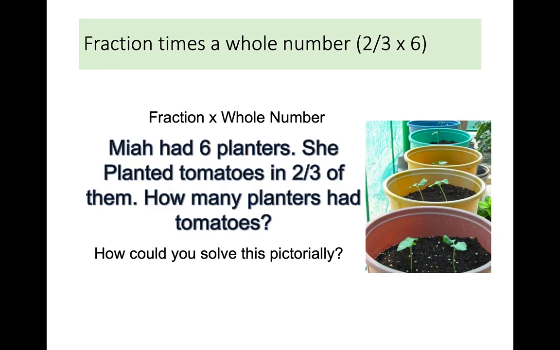Now, after we do a whole number times a fraction, we can look at and flip it around, a fraction times a whole number. So for example, let's change that problem just a bit. Suppose Mia had 6 planters, and she planted tomatoes in 2/3 of them. How many planters had tomatoes? So same numbers, but a different problem.